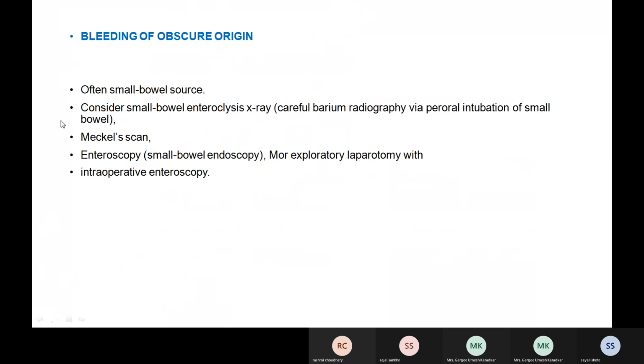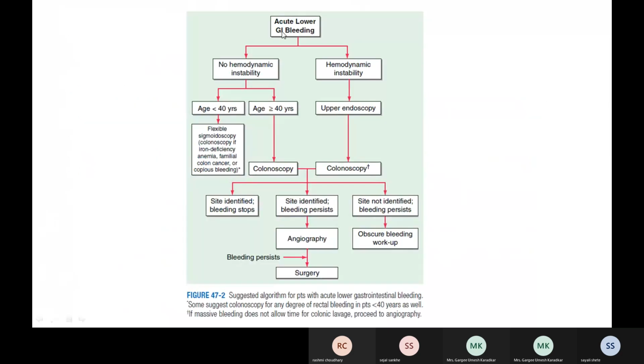Now if the bleeding is of obscure origin, it is often from the small bowel. So consider a small bowel enteroclysis X-ray, then there can be a Meckel scan, enteroscopy, that is small bowel endoscopy, or exploratory laparotomy may be done with intraoperative enteroscopy. That will help to find out the bleeding. Now, if the patient is hemodynamically stable or unstable, how is lower GI bleeding managed?